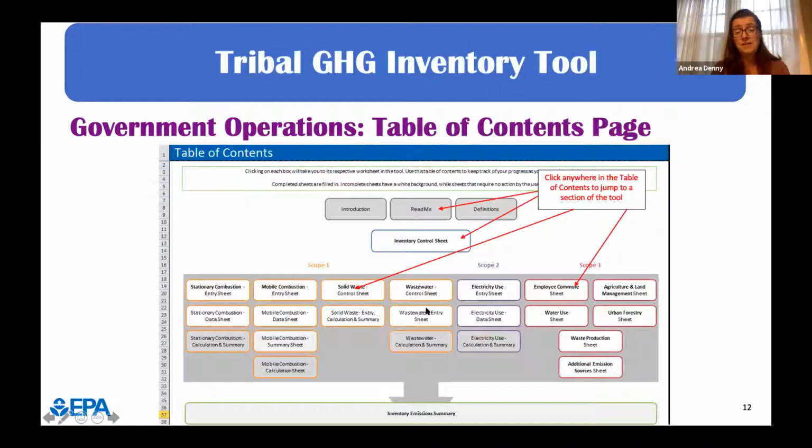So this is just an example of the table of contents page for the government operations module. When you come in, there's some kind of intro and README and definitions. Then there's the inventory control sheet. And then you step through all of these different sheets and you see how you go through. There's the entry sheet where you enter the data. There's a data sheet where you can view all the data that you entered. And then there's the summary pages. And then at the very bottom, there's the whole inventory emission summary. So this basically is just a visual representation of what I just walked through on the previous slide.